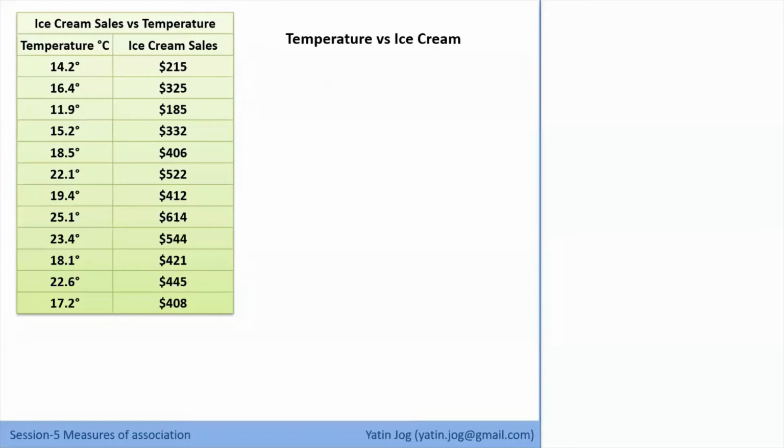So look at this example. This example consists of a table of two variables, temperature in degrees centigrade and ice cream sale value in dollars. Now what can you understand from these numbers? Any guess? As the temperature increases, the ice cream sales also increase. Correct. Very good.